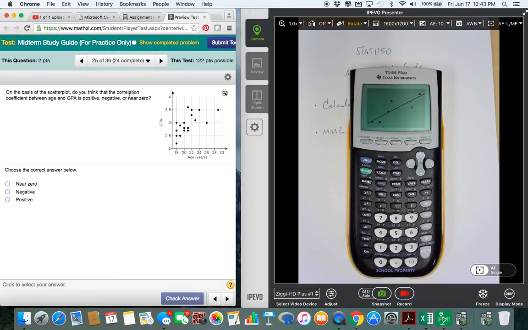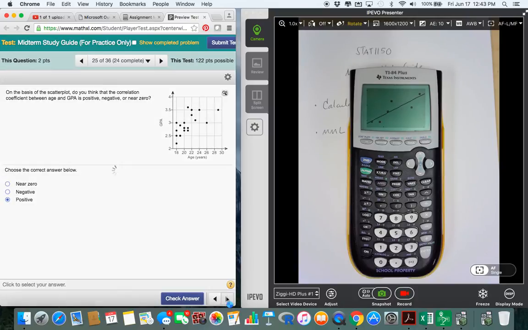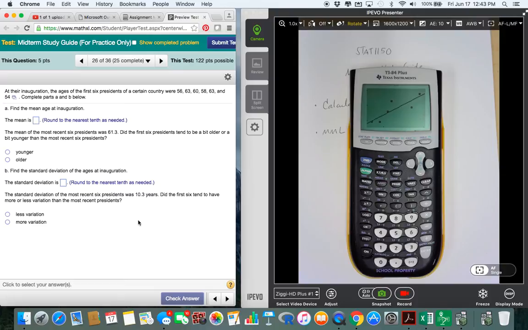All right, on the basis of the scatter plot, well, guys, that's clearly a positive trend. So if you get one of those, smile real big, because that's going to be an easy one.